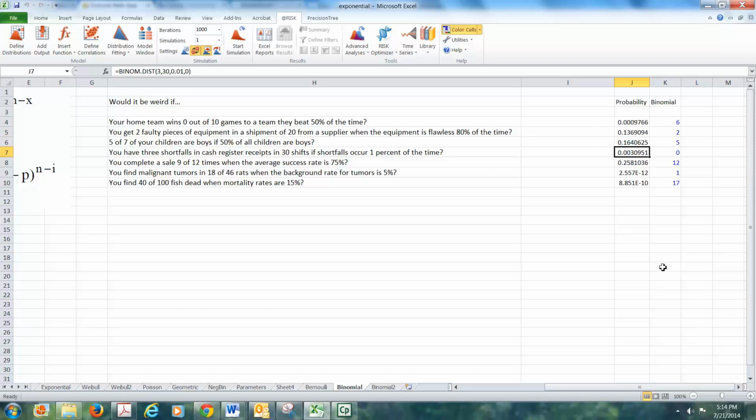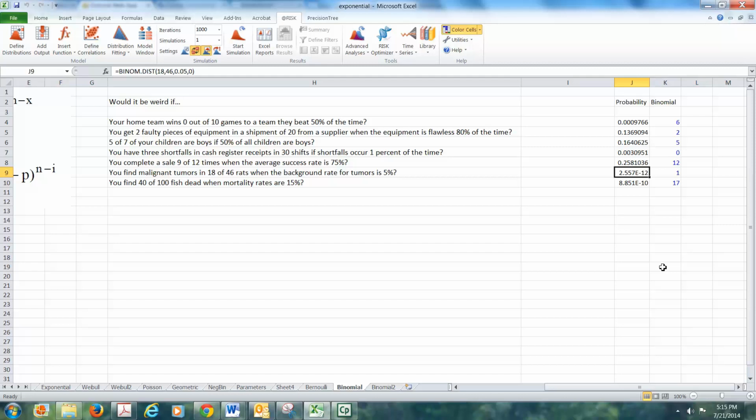That's well below 5%. This might suggest either that something very weird has happened, it was just dumb bad luck, or something else. That something else might be that employees are stealing from the cash register. Completing 9 of 12 sales when the success rate is 75%, that's not weird at all. There's a 26% chance that would happen.